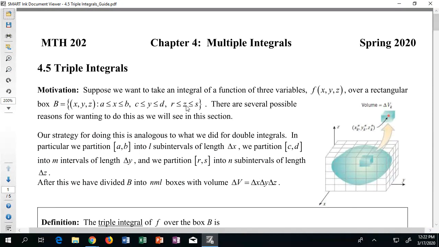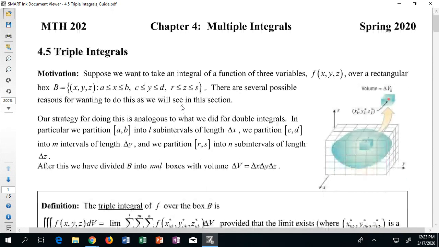So there are a lot of different reasons why I might be interested in integrating a function of 3 variables, but at the moment we don't really have good grounding for why we would care about some of that, but we'll get into that in some of the later sections. Ultimately though, our strategy for doing this is going to be analogous to what we did with double integrals. We can imagine chopping up this rectangular box into a bunch of little smaller rectangular cubes, and if I can find the volume of each one of those, I can add all of those up to get an approximated volume for the entire figure.